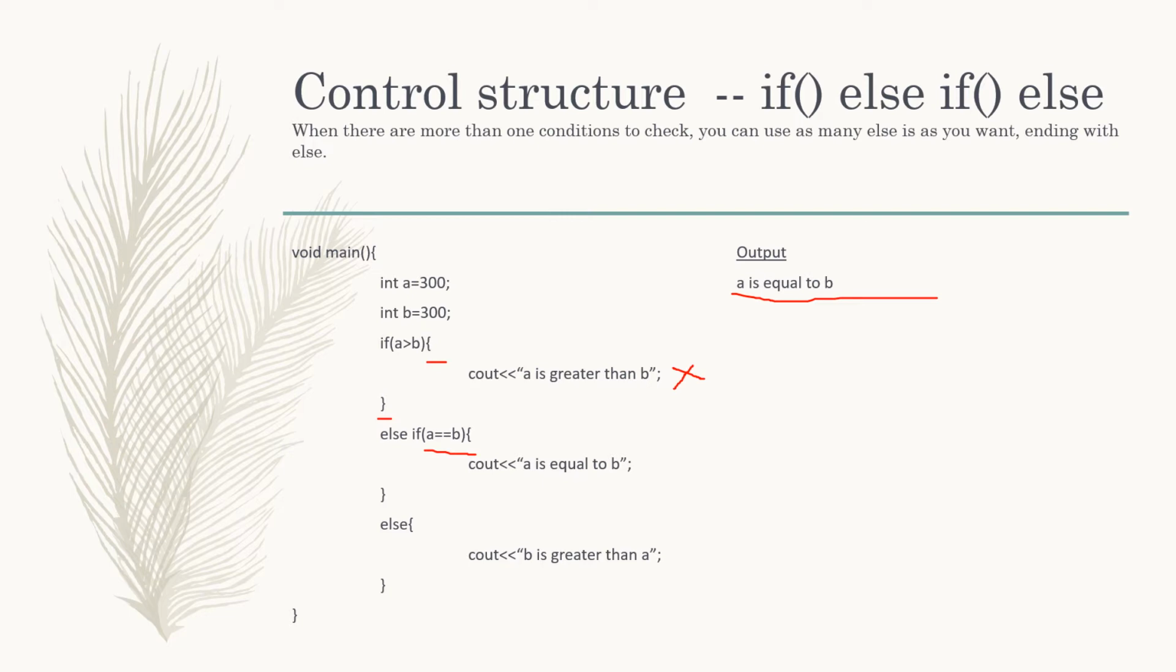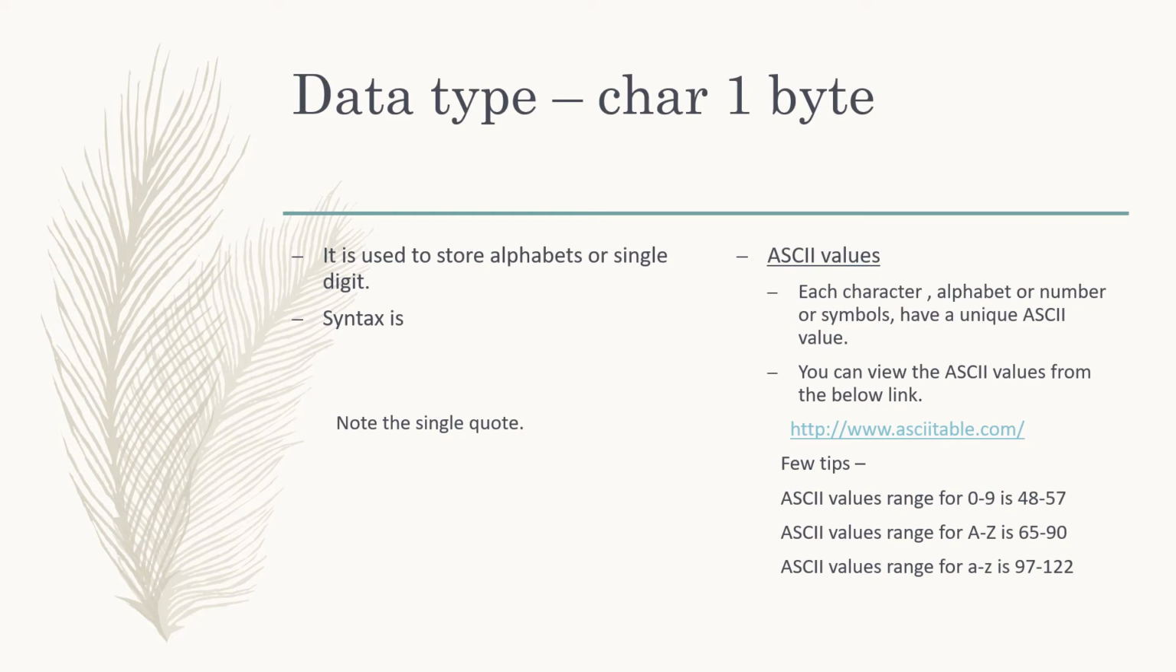Data type character. Data type character takes in 1 byte. The keyword is char. It is used to store alphabets or a single digit. The syntax is char C is equal to 'A'. A will come in single quotes. So for character data type, it is very important to write the value in single quotes.